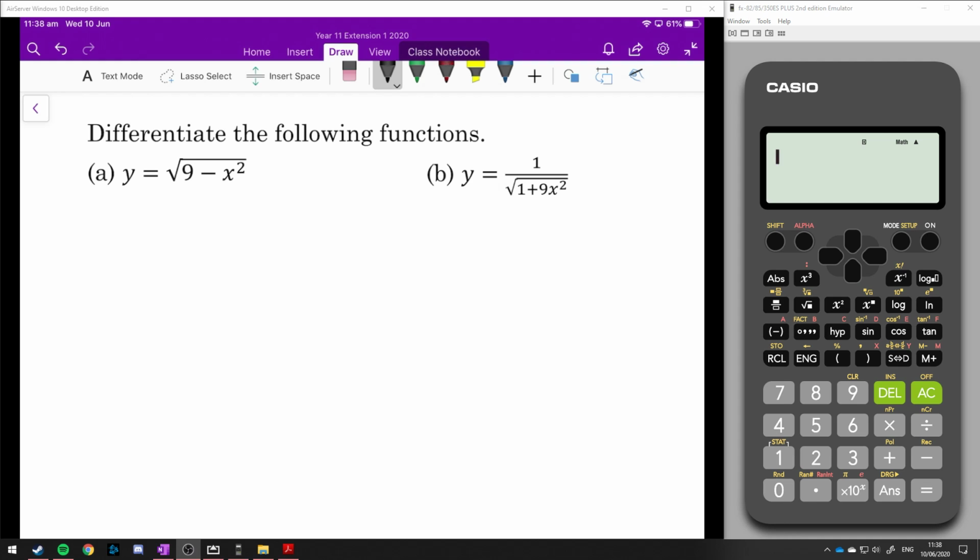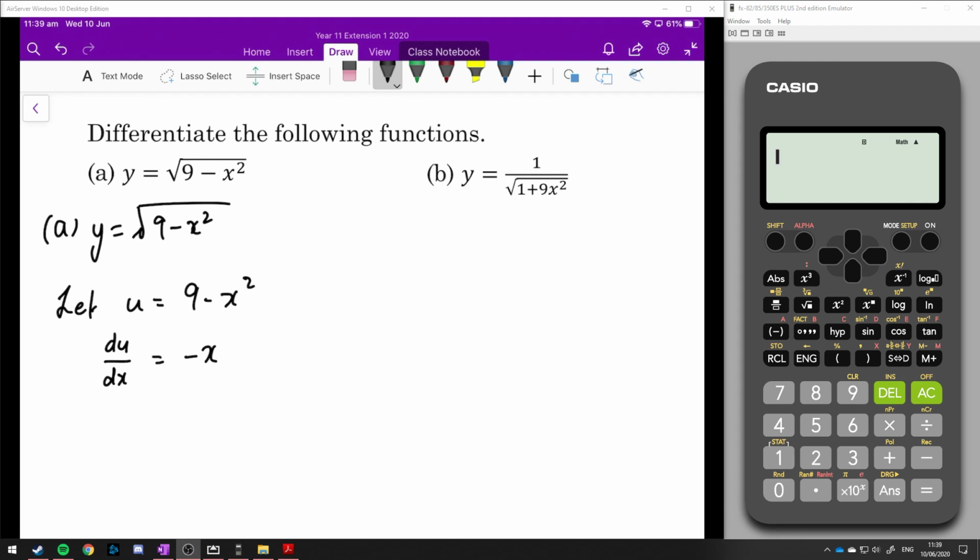Okay, so let's start off with A. For A, we've got y is equal to the square root of 9 minus x squared, okay? So what we're going to do with this is let u be equal to 9 minus x squared, and so that's going to make du dx equal to, it should be minus 2x, not minus x, minus 2x, okay?